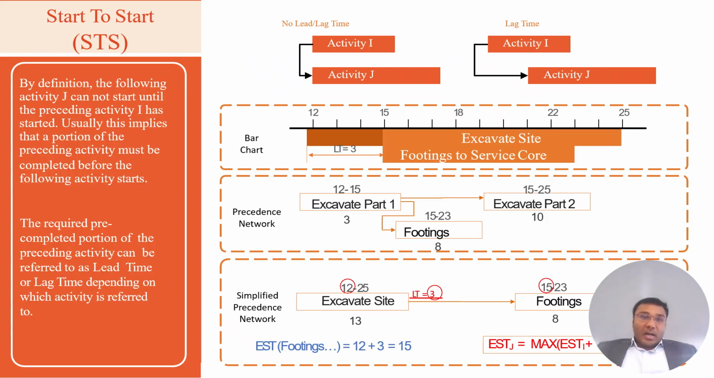Let's look at the start to start example. Here, footings can begin 3 days after excavation starts. In the construction world, if you think of footings, they have to be done after excavation starts, right? So this is a start to start with a lag of 3 days. The excavation starts its activity on day 12 and then it can go up to 15. That is your lag time. After that, activity J, footings of service core, should start. The successor activity cannot start until the preceding activity has started.